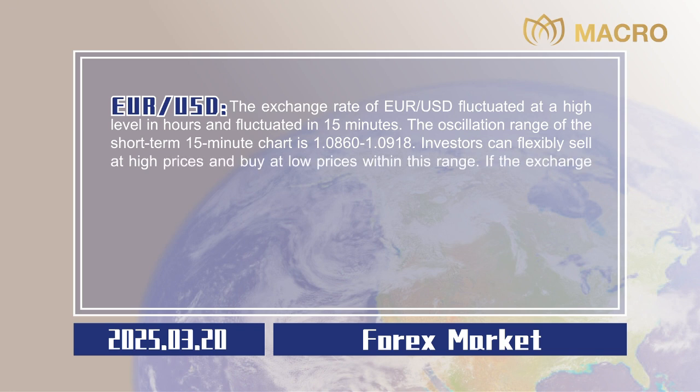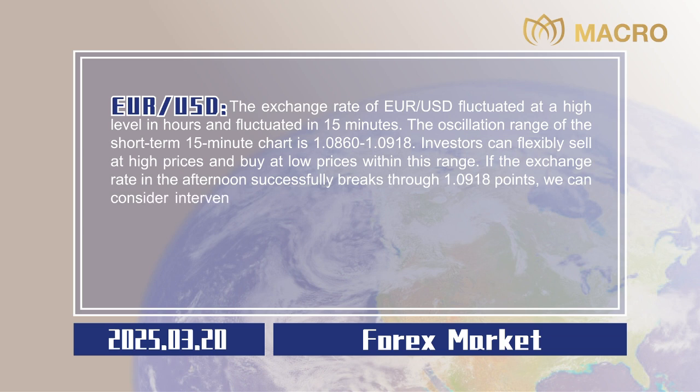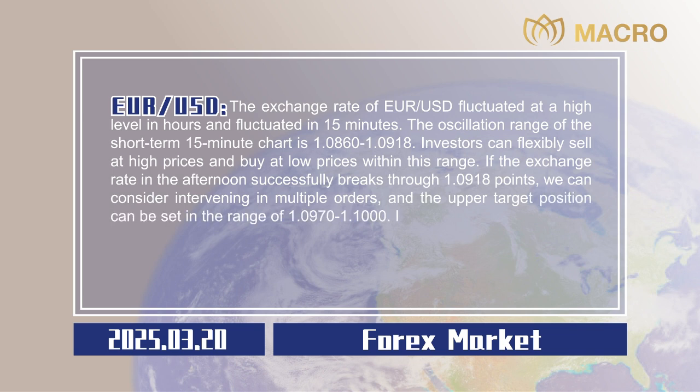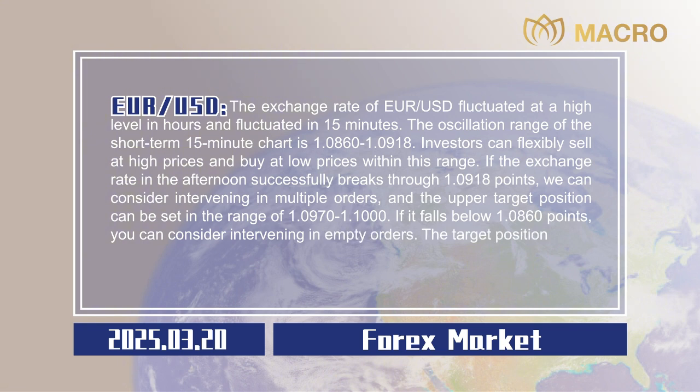If the exchange rate in the afternoon successfully breaks through 1.0918 points, we can consider intervening in multiple orders, and the upper target position can be set in the range of 1.0970 to 1.1000. If it falls below 1.0860 points, you can consider intervening in empty orders. The target position below can be seen in the range of 1.0820 to 1.0780. Stop losses are all 20 points, 0.0020.